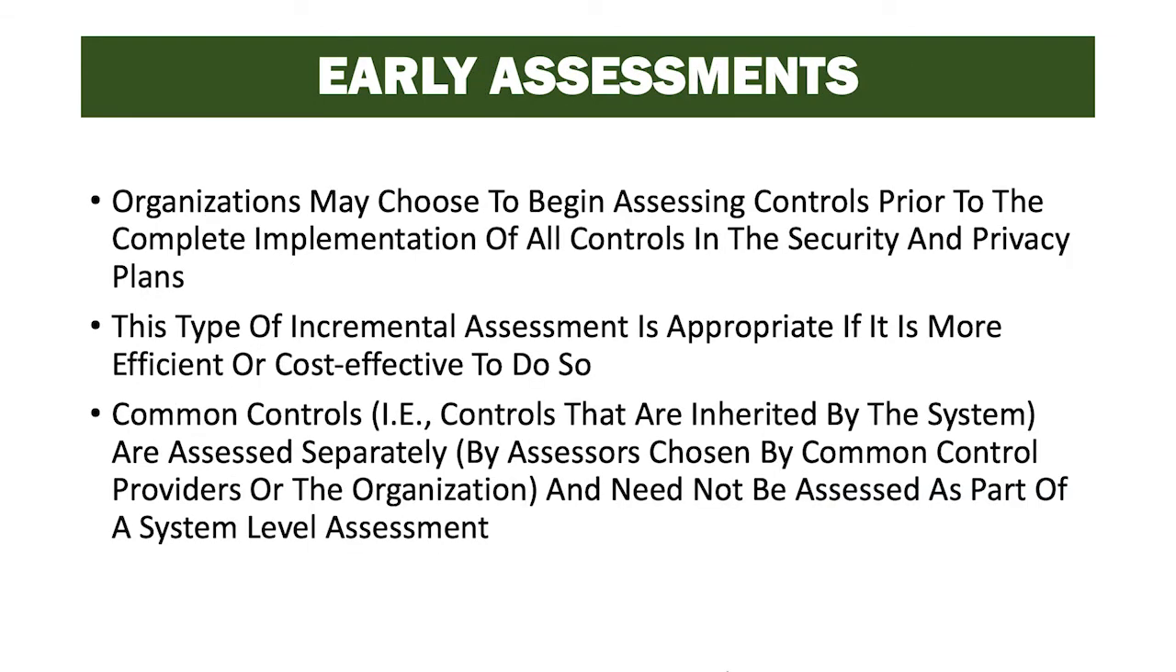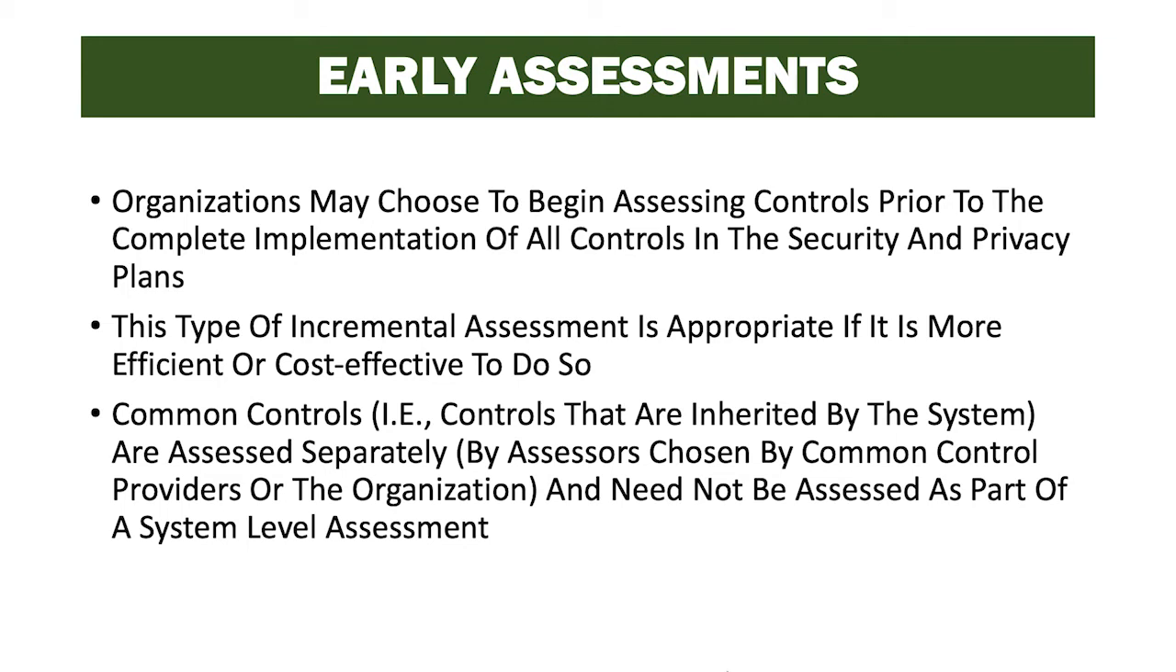Organizations may choose to begin assessing controls prior to the complete implementation of all controls in the security and privacy plan. This type of incremental assessment is appropriate if it's more efficient or cost-effective to do so. Common controls, like controls that are inherited by the system, are assessed separately by assessors chosen by the common control providers or the organization and need not be assessed as part of the system-level assessment.